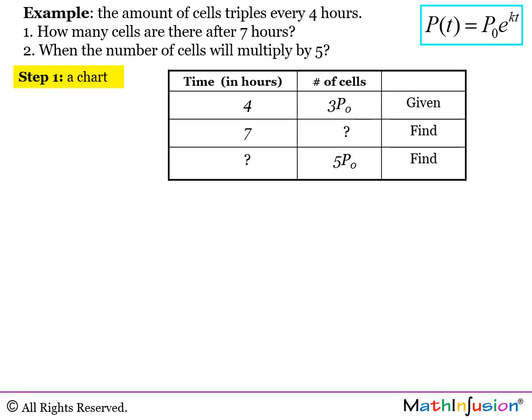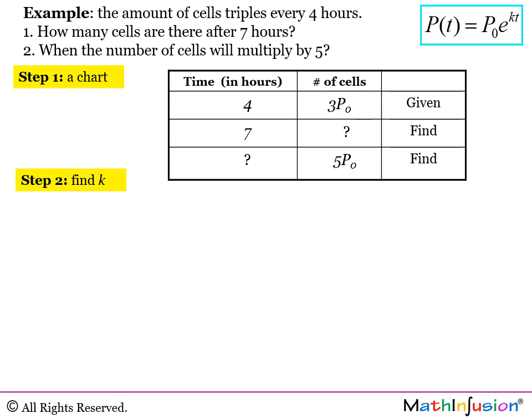It is given that the amount of cells triples every 4 hours. It means that when the time in hours is 4, the number of cells is 3 p0, where p0 is the initial amount. Then, in 1, we ask how many cells there are after 7 hours. It means that I want to know the number of cells when the time is 7. We have to find it. And in 2, we are asked about the time at which the amount is 5 times p of 0.